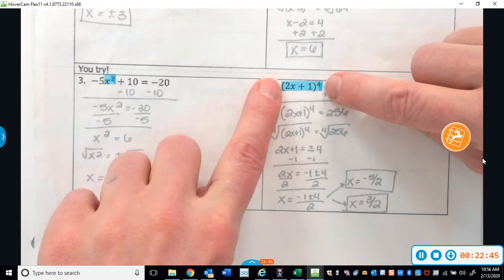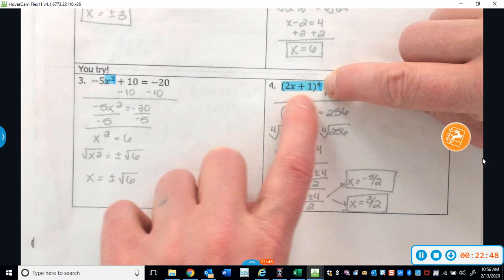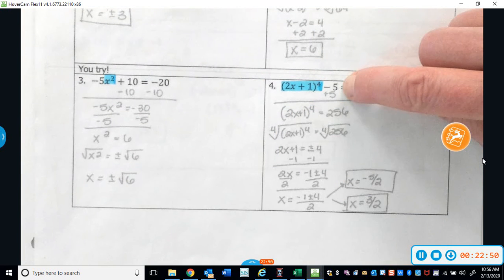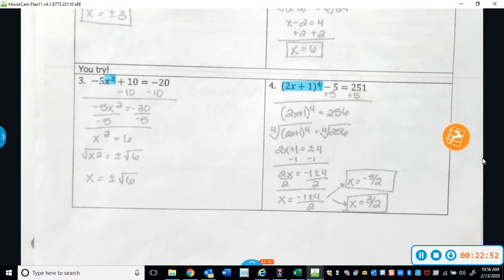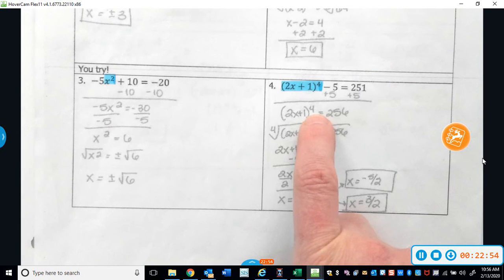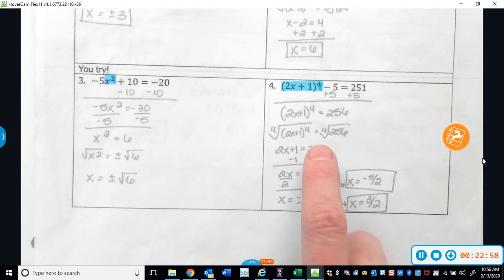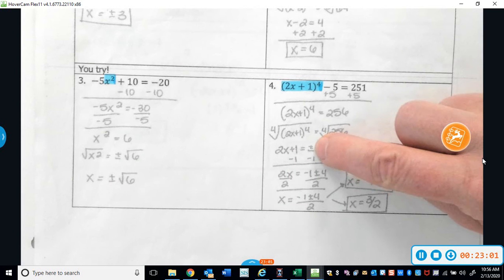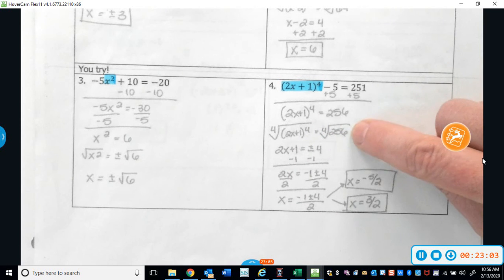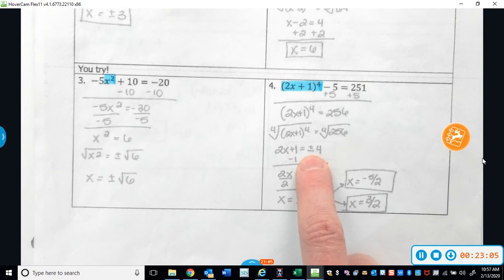For the next one, the only thing that's being raised to the power of 4 is everything in the parentheses there, so you have to get rid of that minus 5 first by adding it. To undo this exponent of 4, you're taking the 4th root, and since that's an even root, that means there are two possible answers. So the 4th root of 256 is both positive 4 and negative 4.